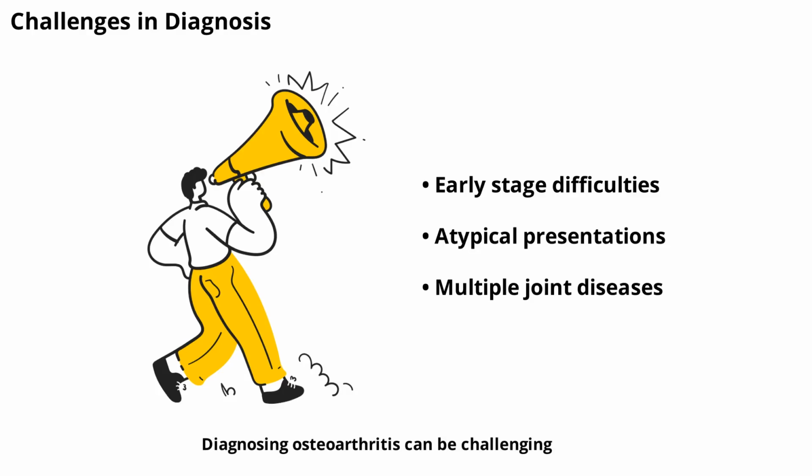Diagnosing osteoarthritis can be challenging, especially in the early stages when symptoms are mild or overlap with other conditions. Some patients may have atypical presentations or multiple joint diseases at once. Doctors rely on a combination of clinical skills, imaging, and laboratory tests to make an accurate diagnosis. Awareness of these challenges helps ensure that no cases are missed or misdiagnosed.